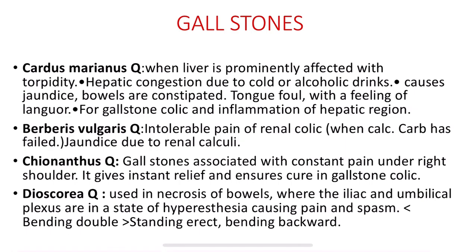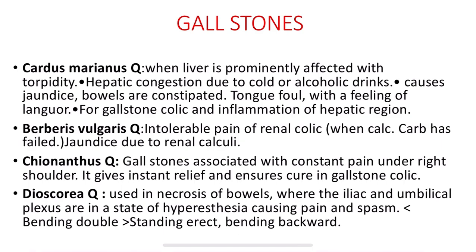In gallstone, we use Carduus marianus mother tincture when the liver is promptly affected with torpidity. The hepatic congestion is due to cold and also alcoholic drinks. When the person abuses the beverages, alcohol, drinks, and all those things, and lands up in gallstones, we have to think of Carduus marianus. It causes jaundice, bowels are constipated, tongue is foul smelling, there is the feeling of languor, for gallstone colic and also the inflammation of the hepatic region.